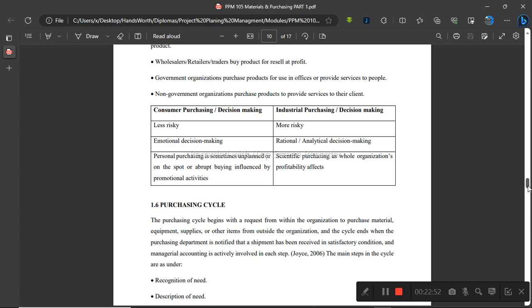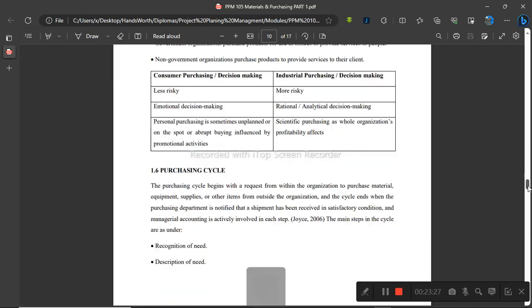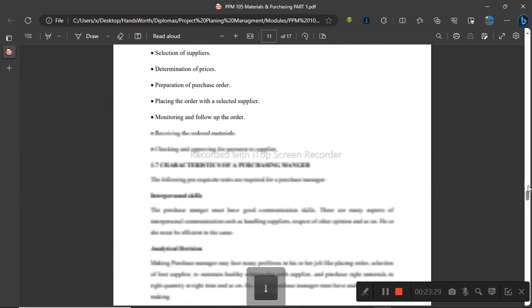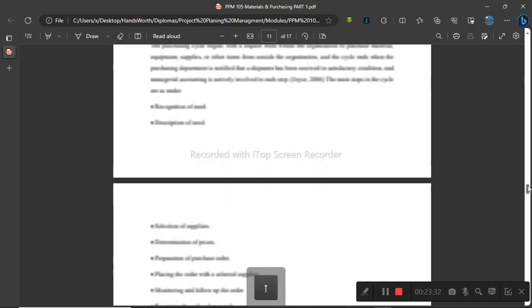However, for an industrial or organizational purchase, every purchase that you make should have some scientific analysis attached to it. So there has to be some form of committee or departmental agreement, and it has to be based on some scientific support as to why this product should be purchased and how this product is going to benefit the organization's profitability. All right, so this is where we end for our class today.